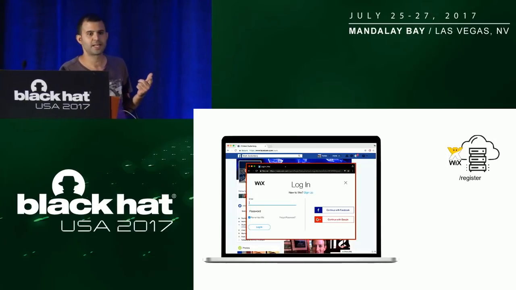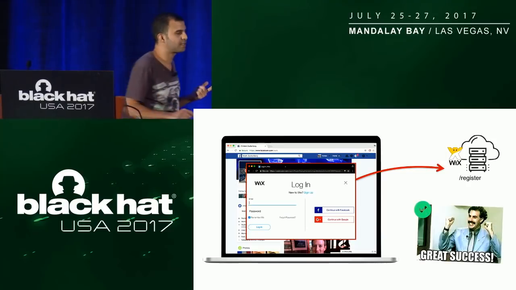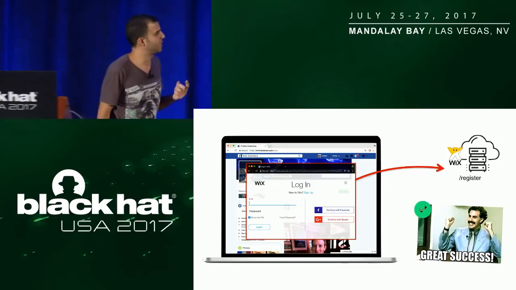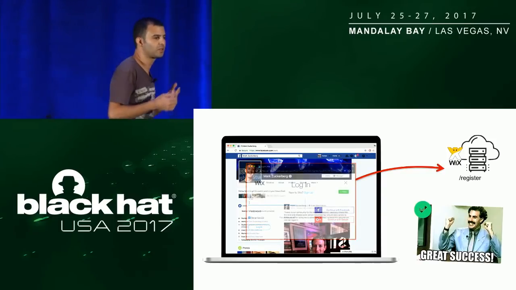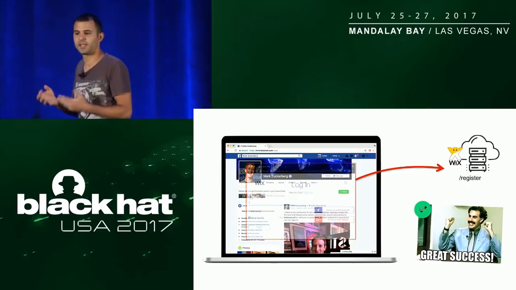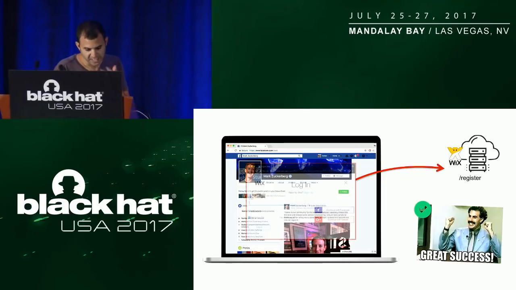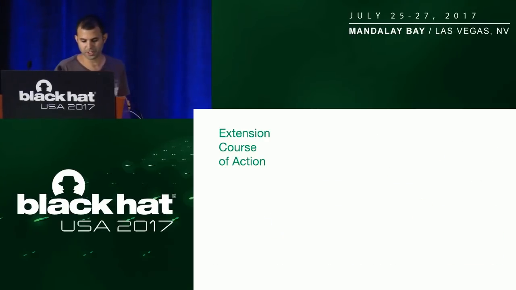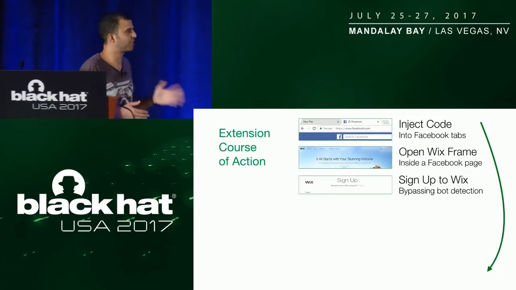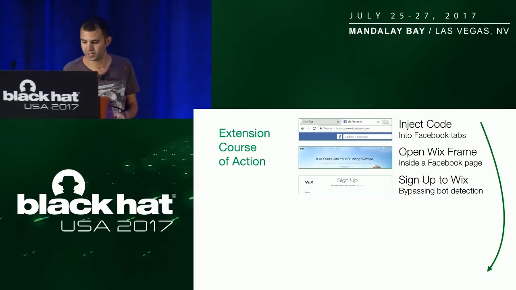When the request is sent from within this iframe, it succeeds. Now, I remind you that this iframe was entirely transparent, so the user did not notice anything, but his browser, his Facebook tab, sent a sign-up request to Wix, and it worked. Okay, let's go back to the extension's course of action. So we saw that it first injects code into Facebook, then opens a Wix iframe, then sends the sign-up request from within the frame.